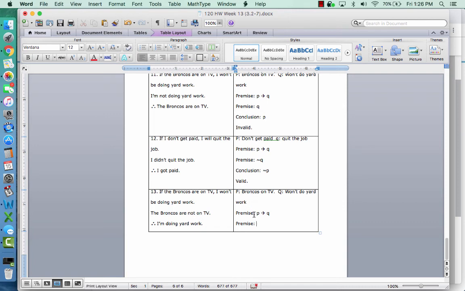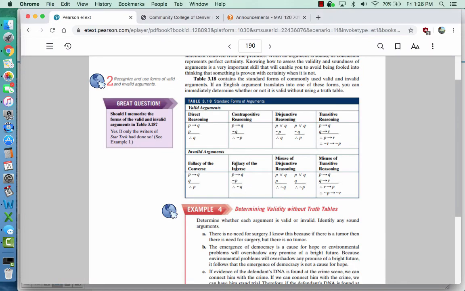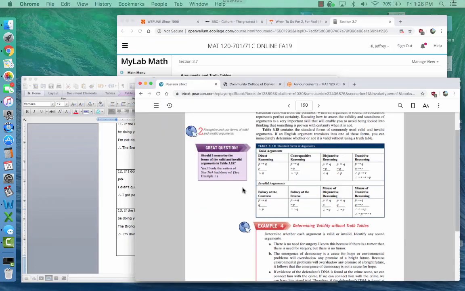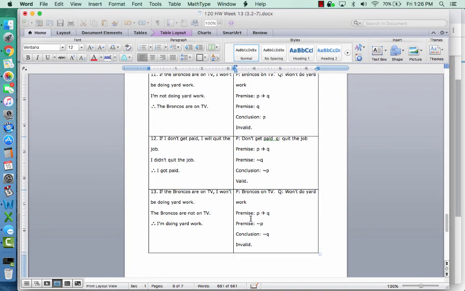So P is Broncos are on TV, so this is not P. And then the conclusion says I'm doing yard work. This says I won't do yard work, so that's not Q. This is invalid. This is the fallacy of the inverse, which is right here. If P then Q, given not P, you can't necessarily conclude not Q. So that is an invalid argument.